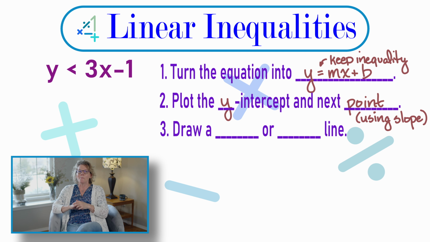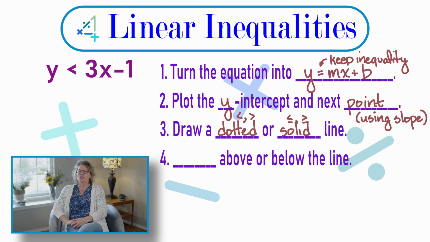Step 3, make a decision. If your inequality has less than or greater than, make a dotted line to show that the answer cannot touch your line. If you have a line underneath your inequality indicating or equal to, then you draw a solid line indicating that the points on the line are included in the answer.